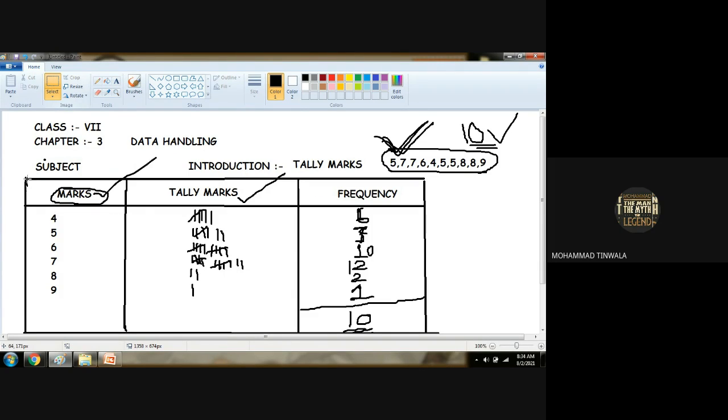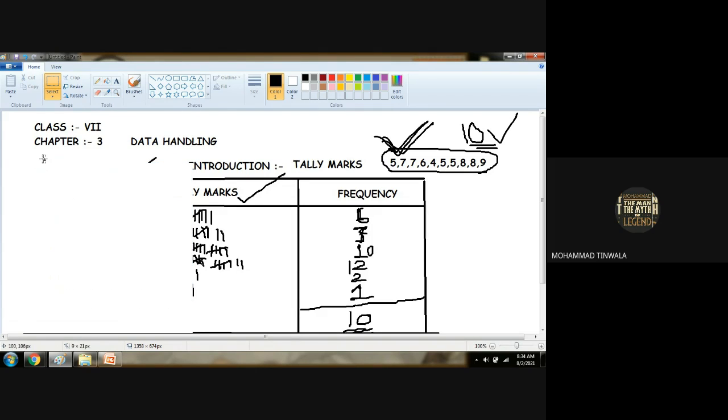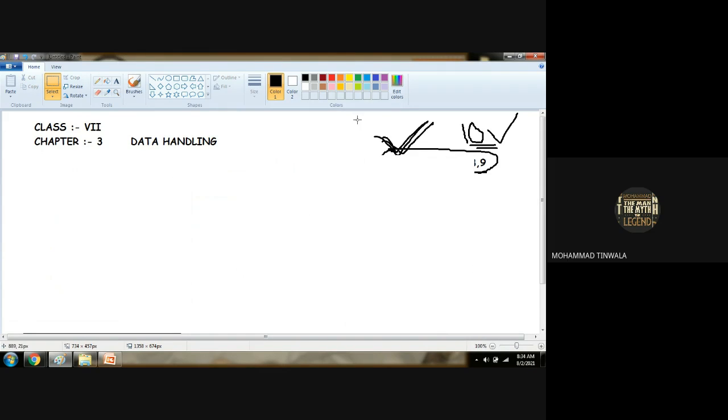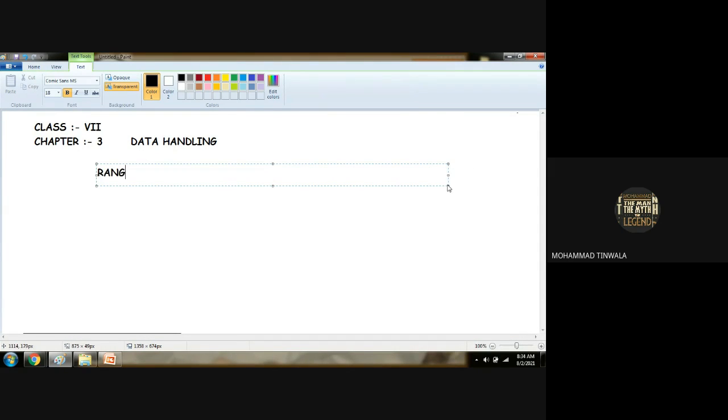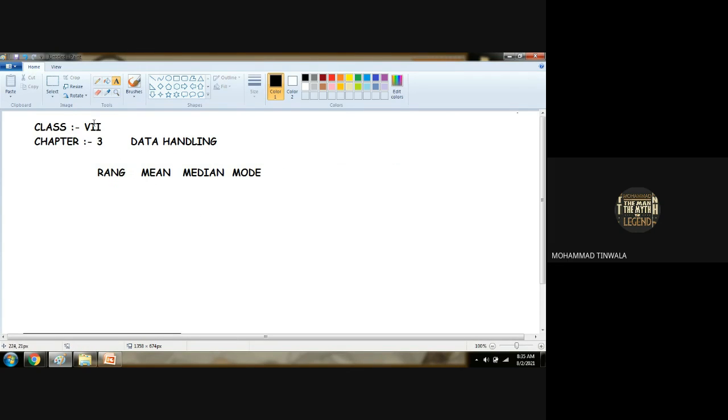So we are clear with our first topic, tally marks. Okay, we are moving to the next topic. The next topic is range, mean, median, and mode. These are 4 different topics covered in one single desk right now.